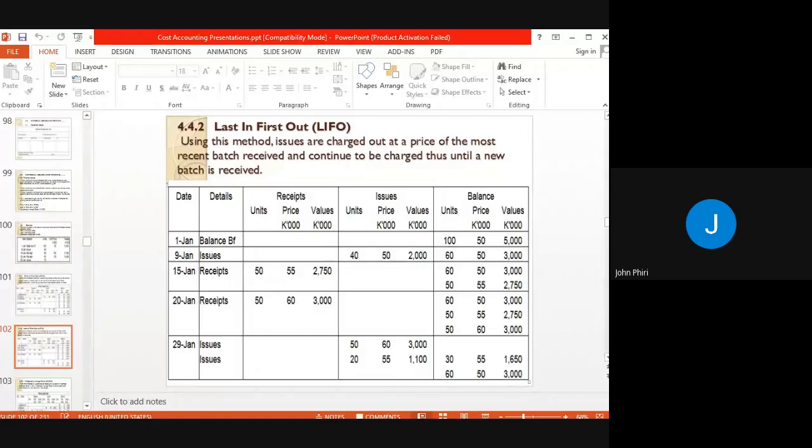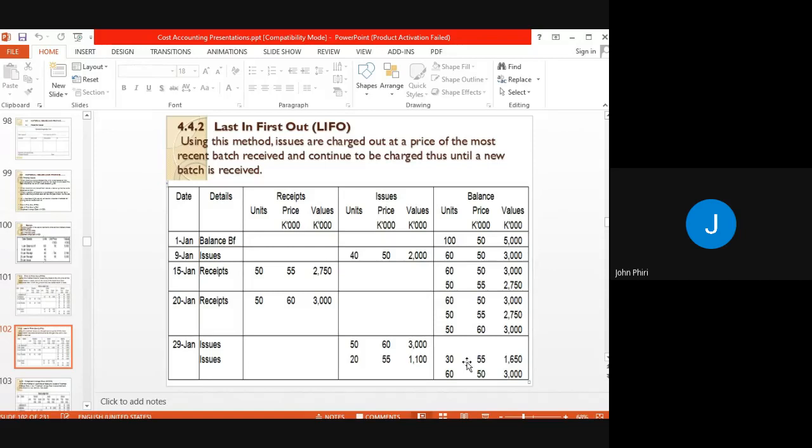Let's get back to our example. We still have our balance brought down, no problem, 150 at 5,000. Then issue. In this case, we still have to issue. How much are we issuing? 40. And we're going to use 50. Why? Because it's the only price there is, I mean, the only goods which are there. So we're going to use 40 at 50, 2,000. And we still have our balance, 60, 50 at 3,000. Then we bring it down here.